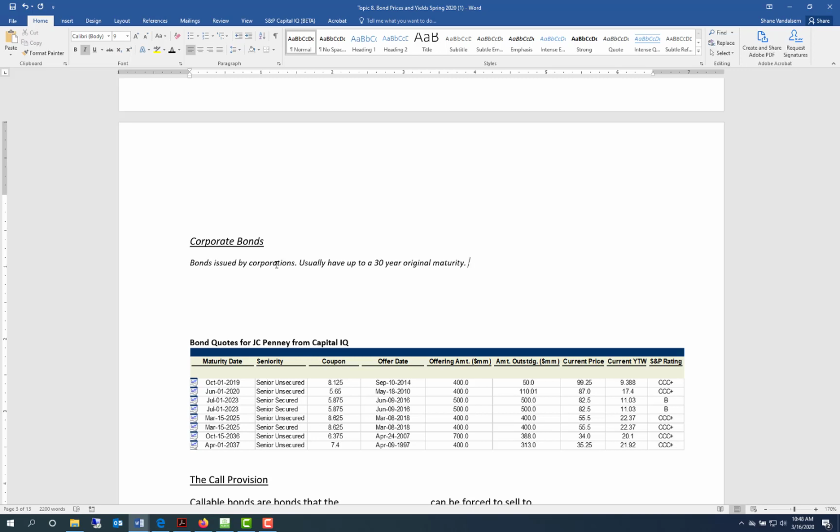They can certainly be shorter. In fact, we see that quite a bit whenever a company just wants to issue a bond for 5 or 10 years to complete a project. So they usually have up to a 30-year maturity, and they usually make coupon payments semi-annually.